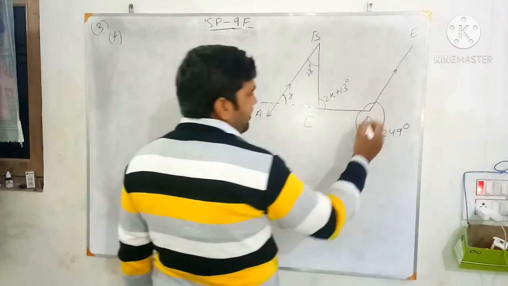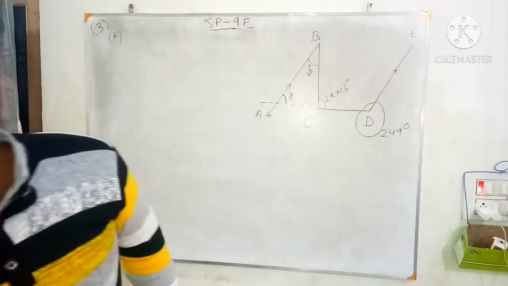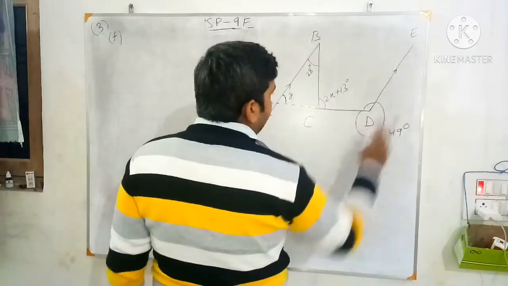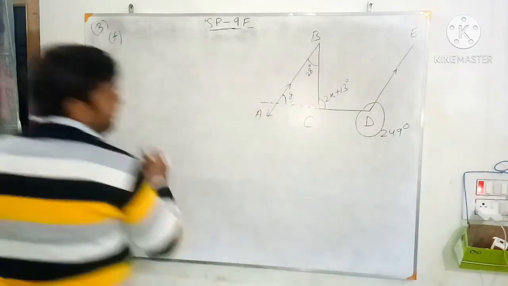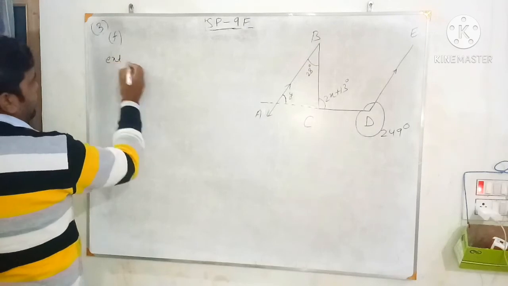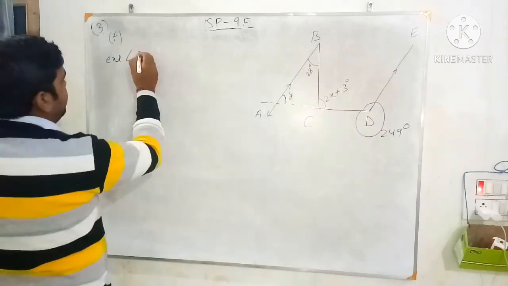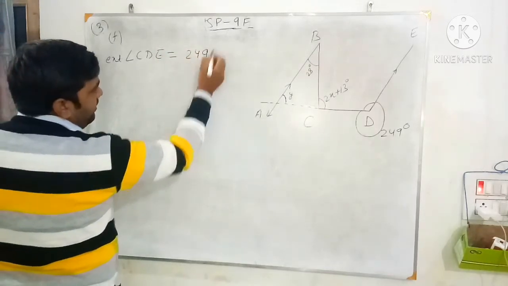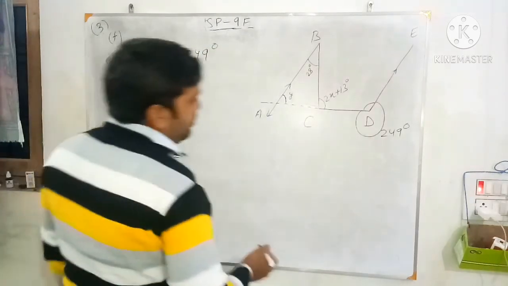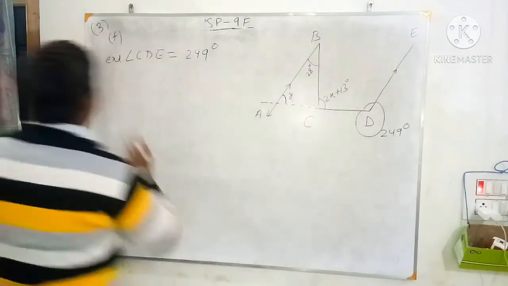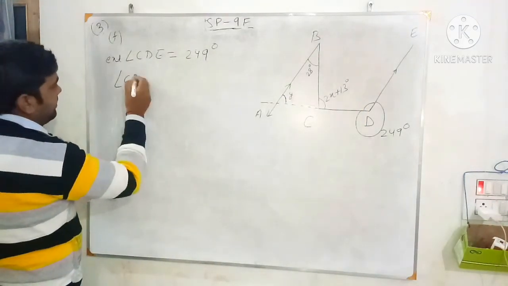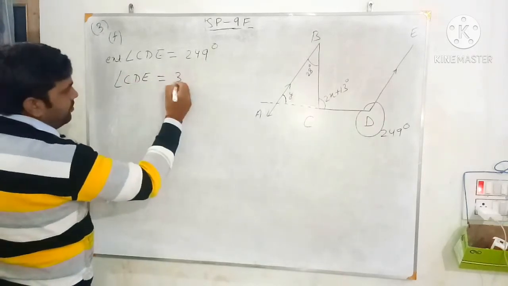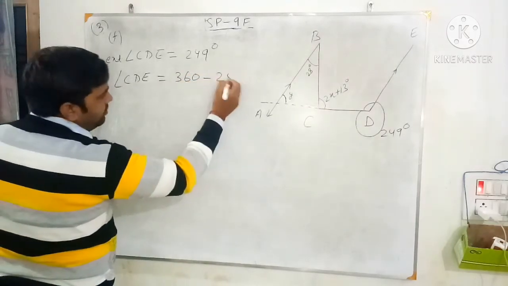So we can calculate the angle CDE. Now the exterior angle is given. So in this we can write exterior angle CDE is equals to 249 degree. Okay, so we calculate the interior angle. Now the interior angle, that is the angle CDE, I have not written here anything, means the interior angle. So angle CDE is equals to 360 degree minus 249 degree.